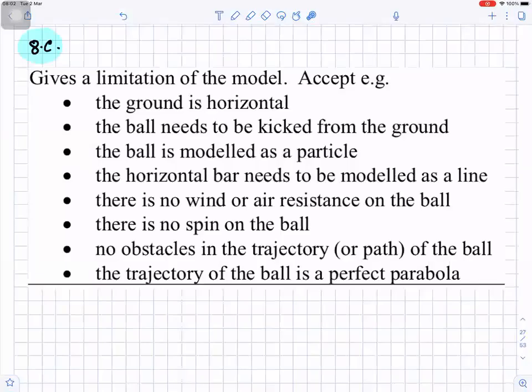So that's question 8C written neatly. So the answers that were acceptable are: the ground is horizontal, the ball needs to be kicked from the ground, modeled as a particle, no wind or air resistance, no spinning of the ball, no obstacles, the trajectory of the ball is a perfect parabola, that shape.